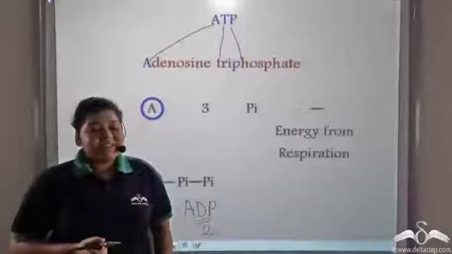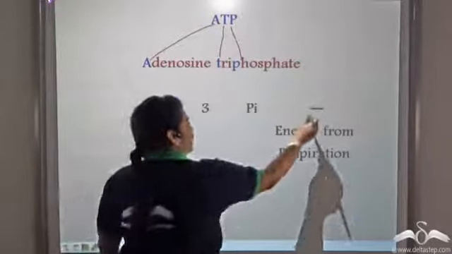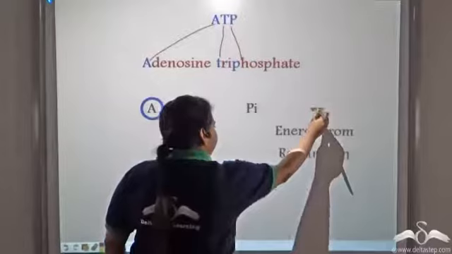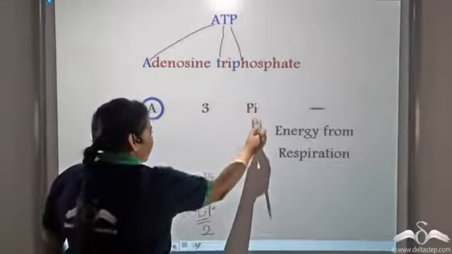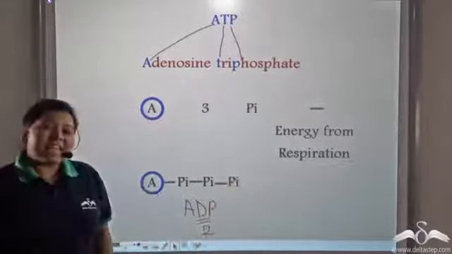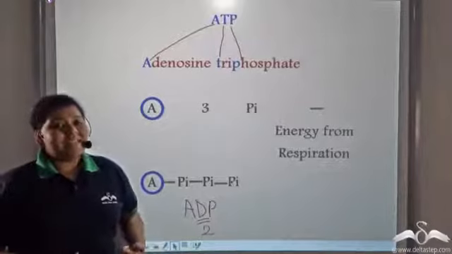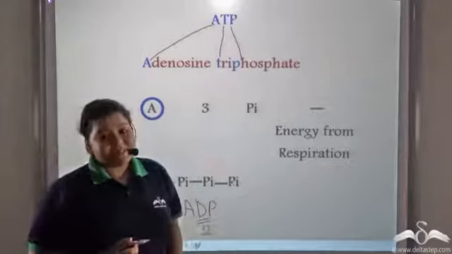Now, during respiration, energy is produced. Now, using this energy from respiration, an inorganic phosphate gets bound to ADP to form ATP. So, this is how ATP stores energy from respiration.